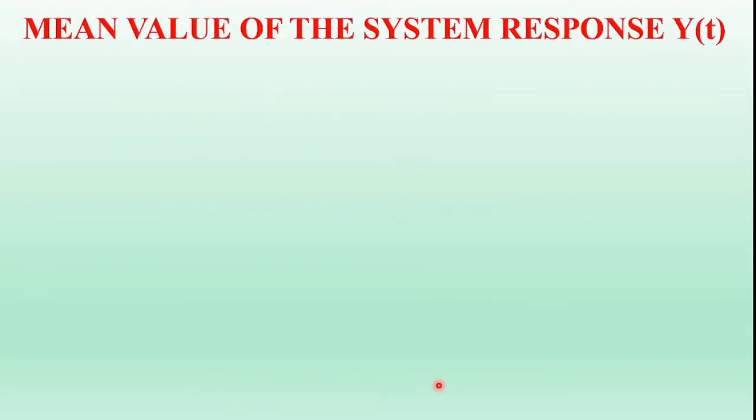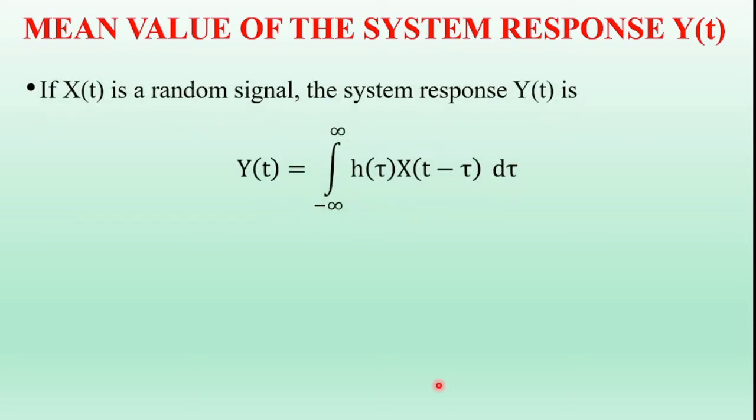First we are going to discuss the mean value of the system response y(t). And what is the mean value of the system response? If x(t) is a random signal that is applied to a linear time invariant system, then the output of the system, or the system response, is y(t). The system response y(t) is always the convolution of the input signal x(t) with the impulse response h(t). So using the convolution integral, the system response y(t) is the integral from minus infinity to infinity of h(τ) x(t − τ) dτ.